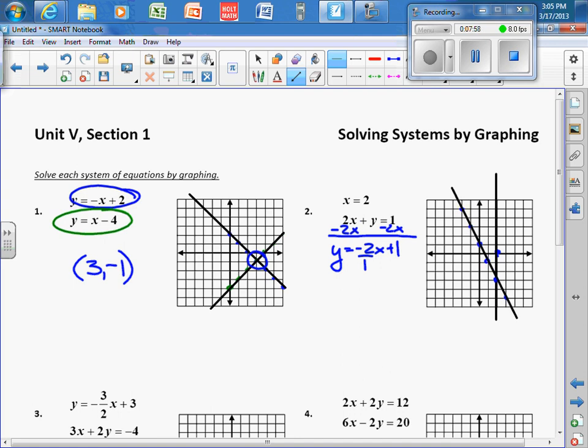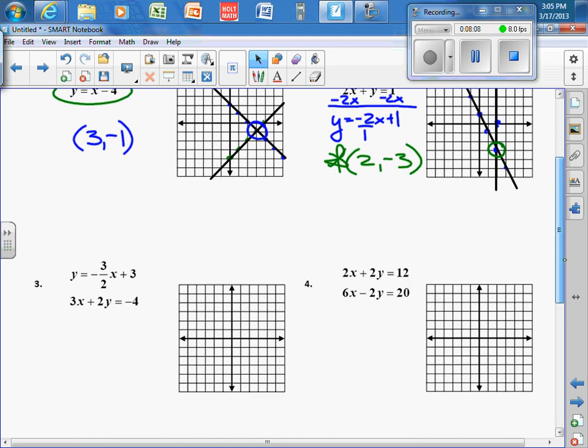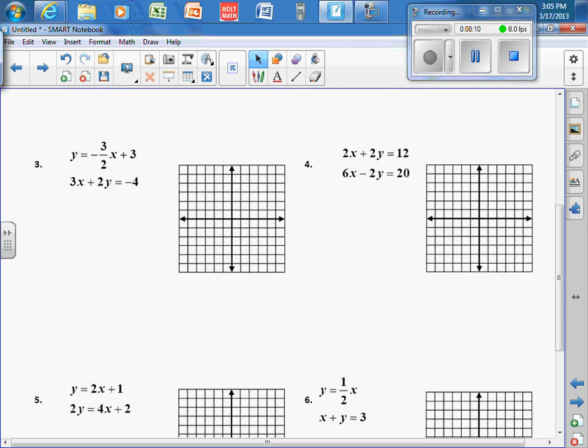Where do these 2 lines intersect? Right here at 2, negative 3. This is the answer we're looking for. Where do they intersect? In number 3, y is equal to negative 3 halves x plus 3.